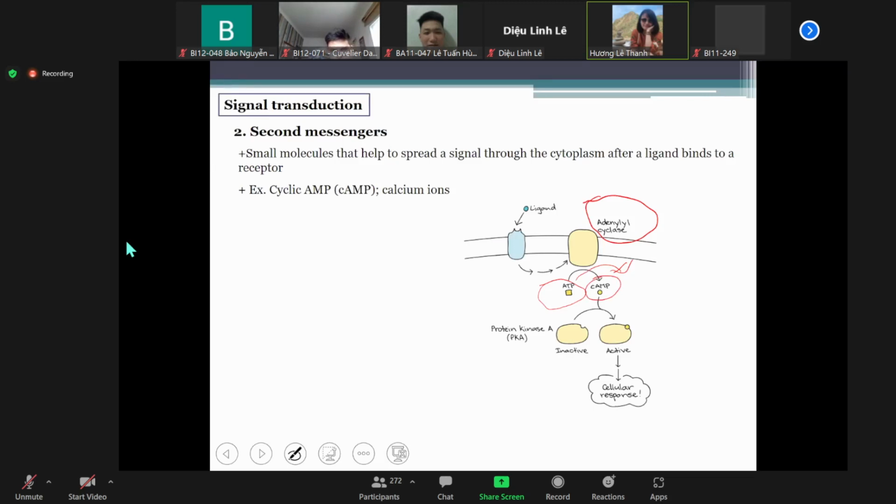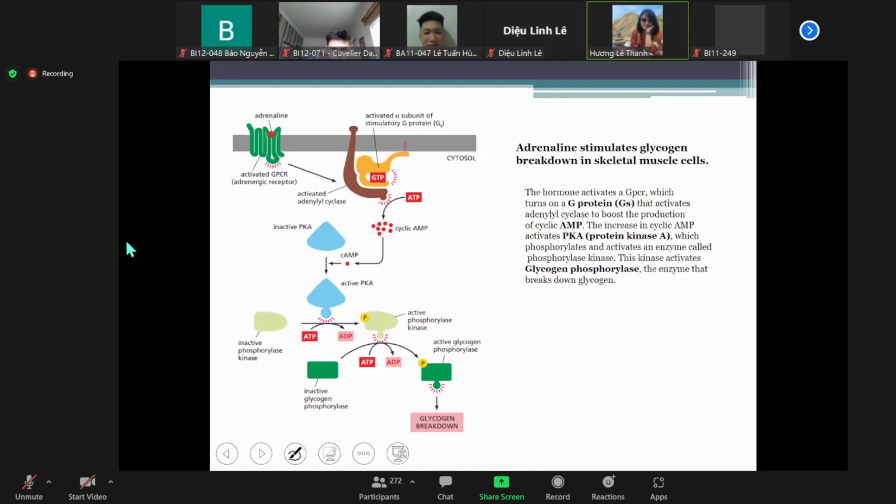They are more or less the same as the phosphorylation, but they require the second messenger, or they require adenylate cyclase. Here, one ATP becomes cAMP. cAMP will activate another kind of protein kinase from the inactive into the active form, and they are attached to the cellular response. Here is an example: adrenaline stimulates the glycogen breakdown in skeletal muscle cells.